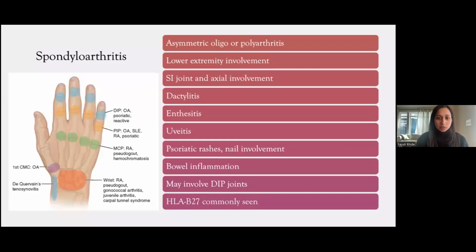If you see psoriatic rashes or nail involvement, think about psoriatic arthritis. Sorry, let me rephrase that. Even without psoriasis rashes, if you see nail pitting or nail involvement and arthritis together, consider psoriatic arthritis as a diagnosis. Bowel inflammation and IBD go along with spondyloarthritis. And when there is peripheral involvement, it often tends to involve the DIP joints.